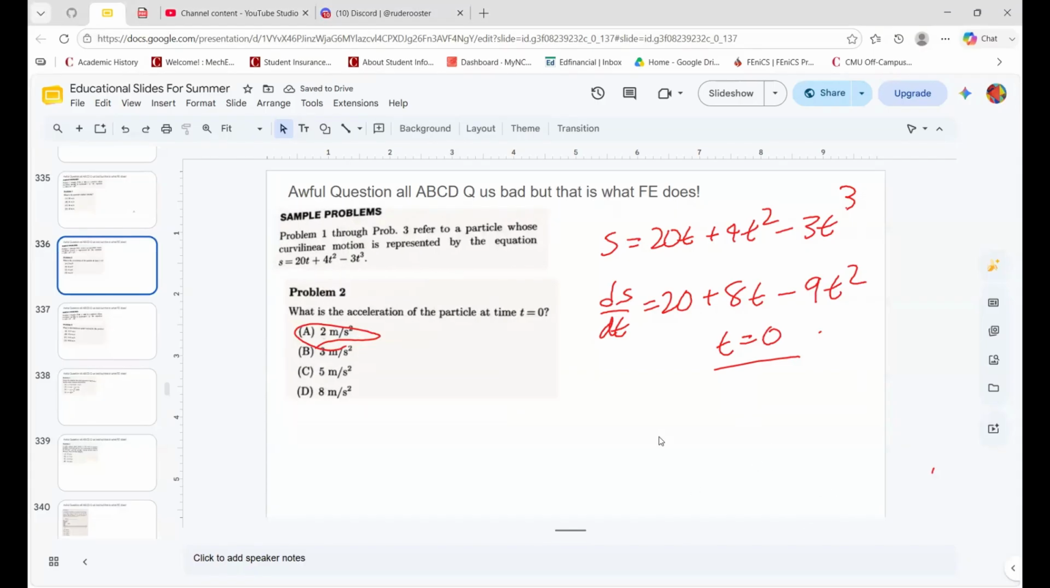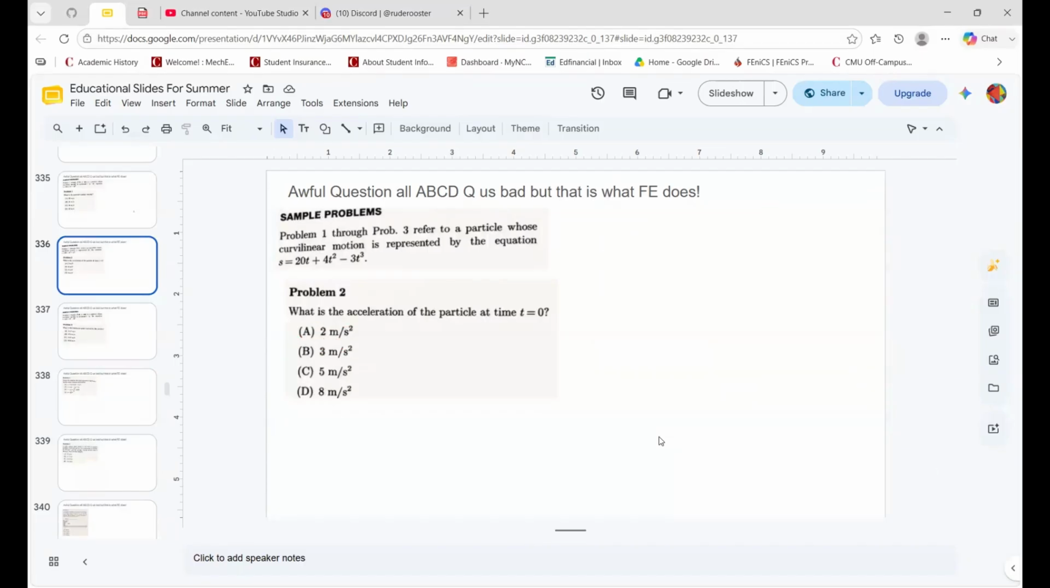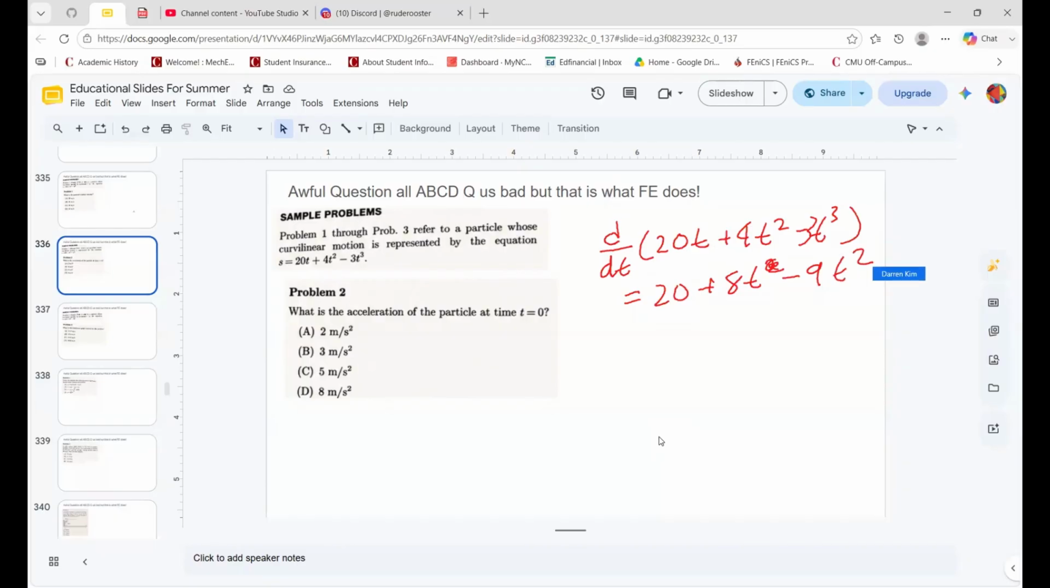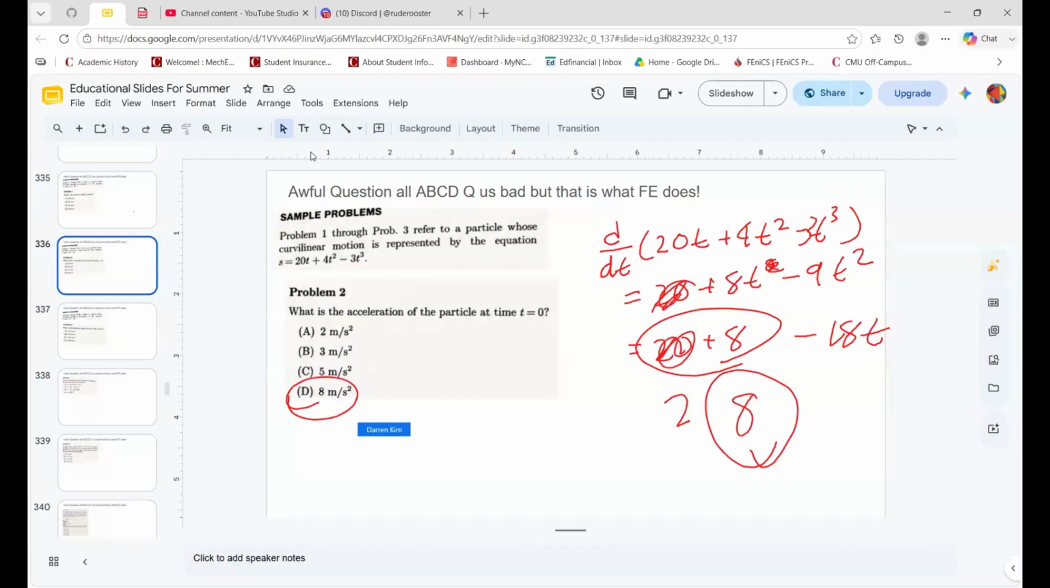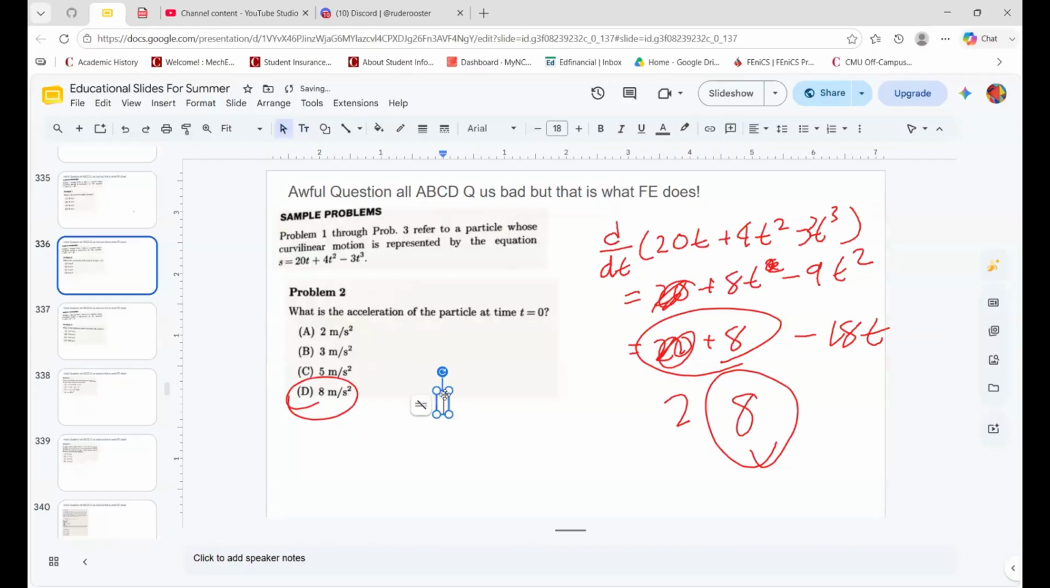Okay. Anyway, next question. What is the acceleration at time t equals 0? So again, we can do it this way. This equals 20 plus 8t minus 9t squared, and then you have 20 plus 8, and then there's minus 18t, but we don't care about that. Wait a second. Did I make a mistake here? Oh, this is 0. Sorry, this is 8. Apologies. So the answer to problem 2 is D.